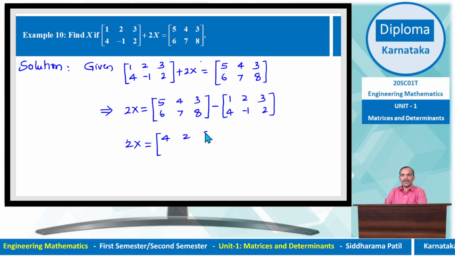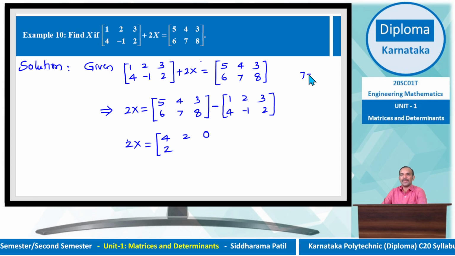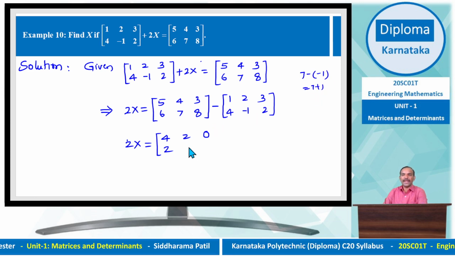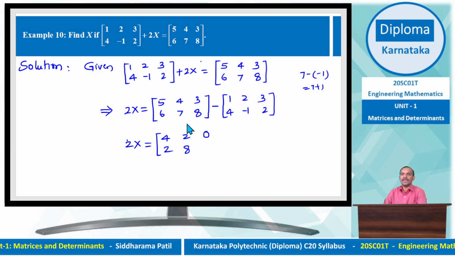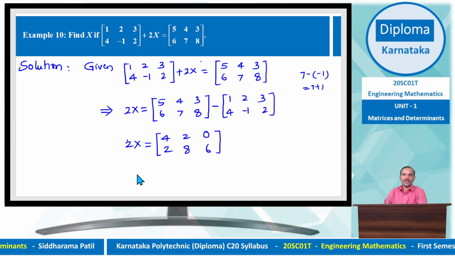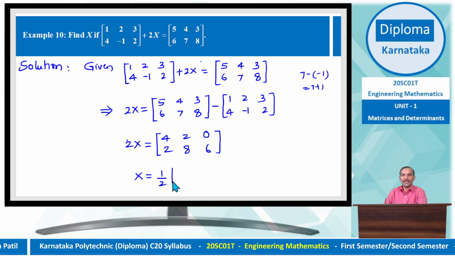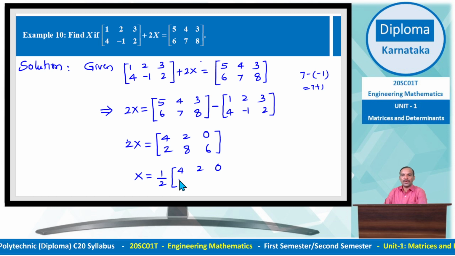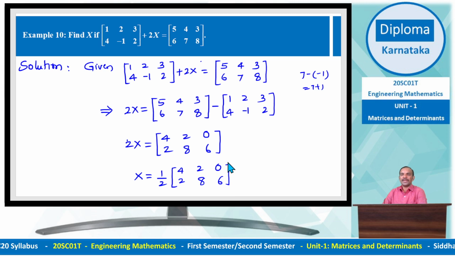6 minus 4 is 2, 7 minus of minus 1, what it becomes, 7 plus 1, that is 8. 8 minus 2 is 6. Then x equal to, the 2 goes to the other side as 1 by 2, times the matrix 4 2 0, 2 8 6.